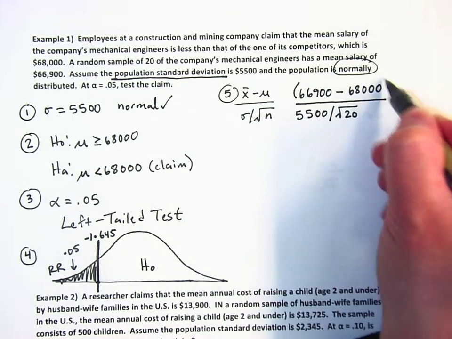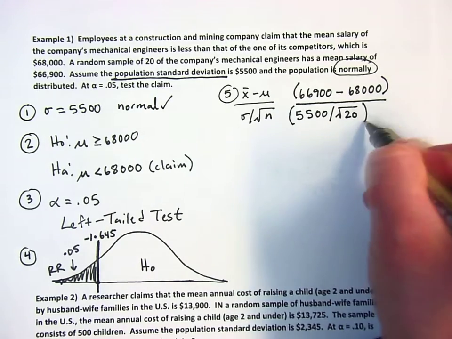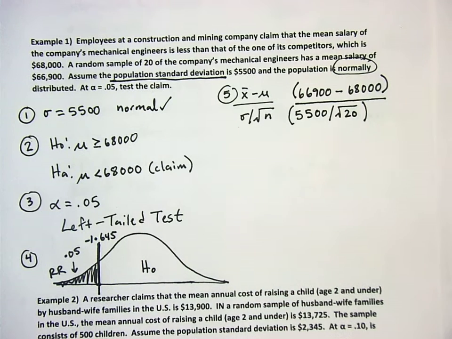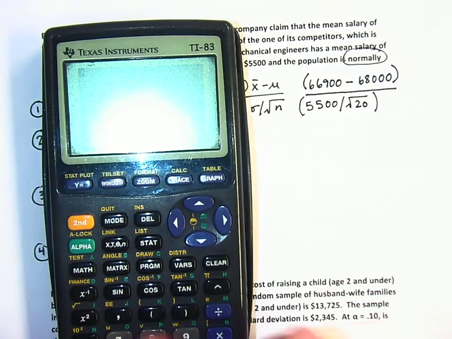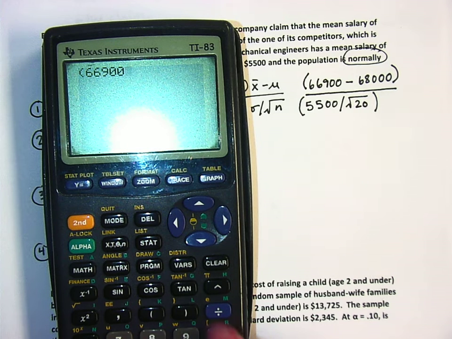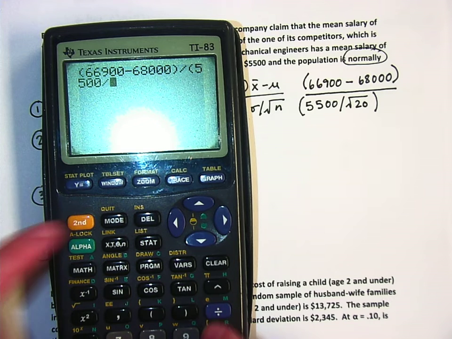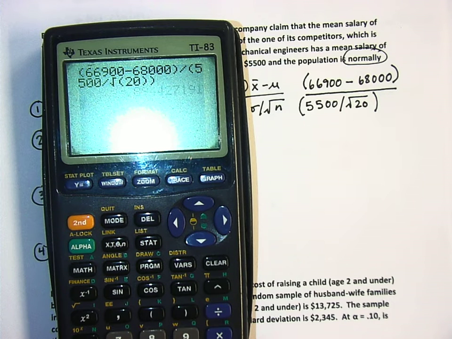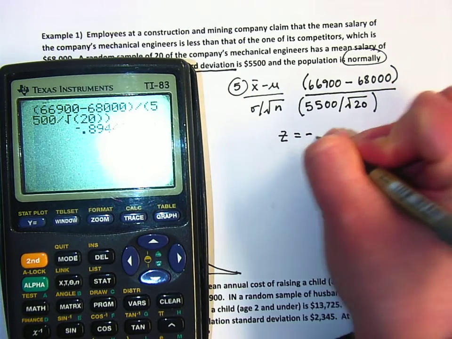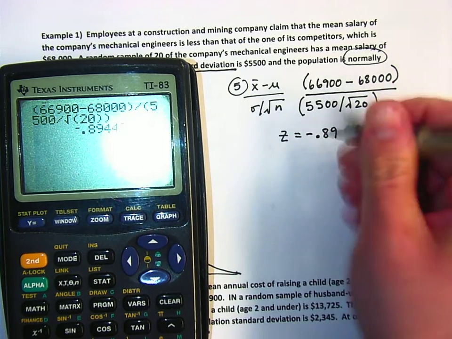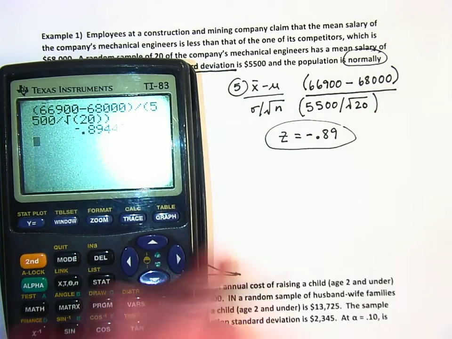When you put this in your calculator, make sure that you have parentheses around the top and the bottom. I got a z-score of negative 0.89. So this is our test statistic right here.